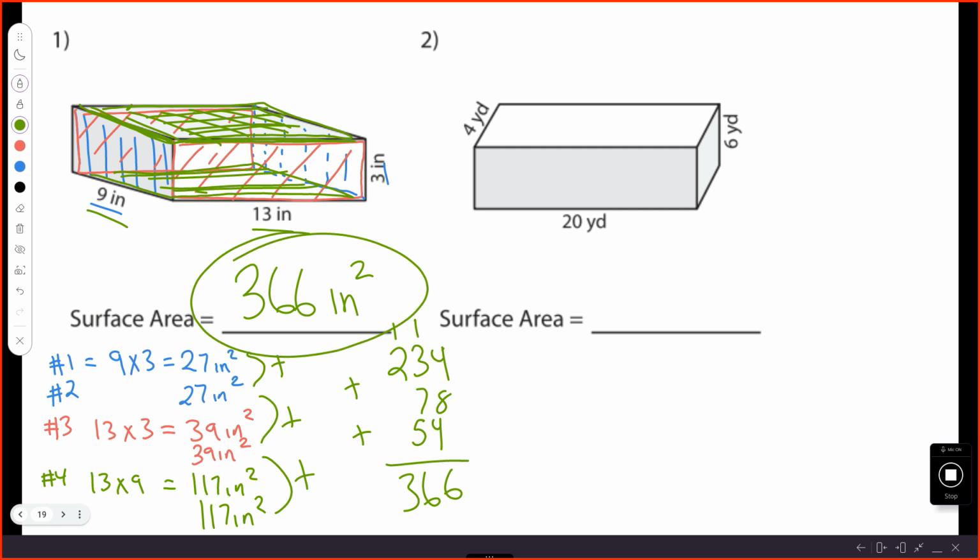And that's how we work it when we see a cube or a rectangular prism drawn as a 3-dimensional object.